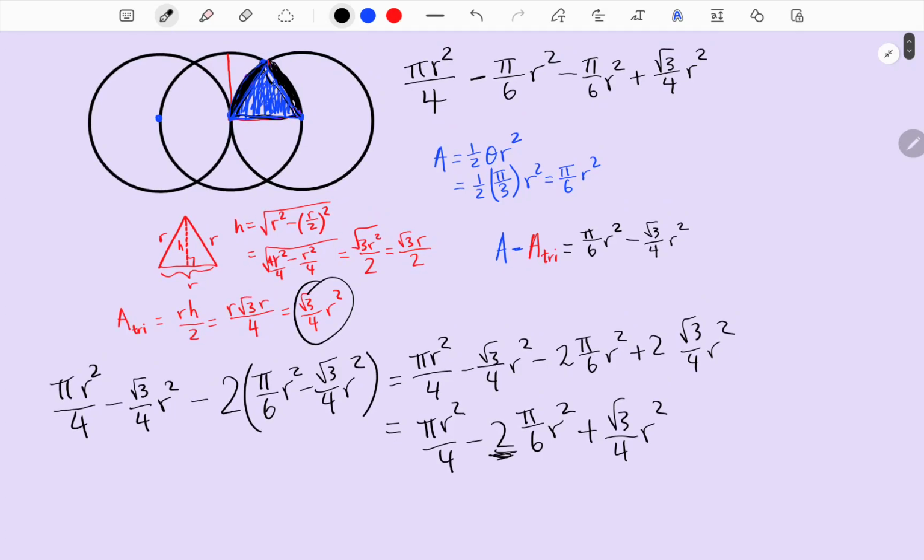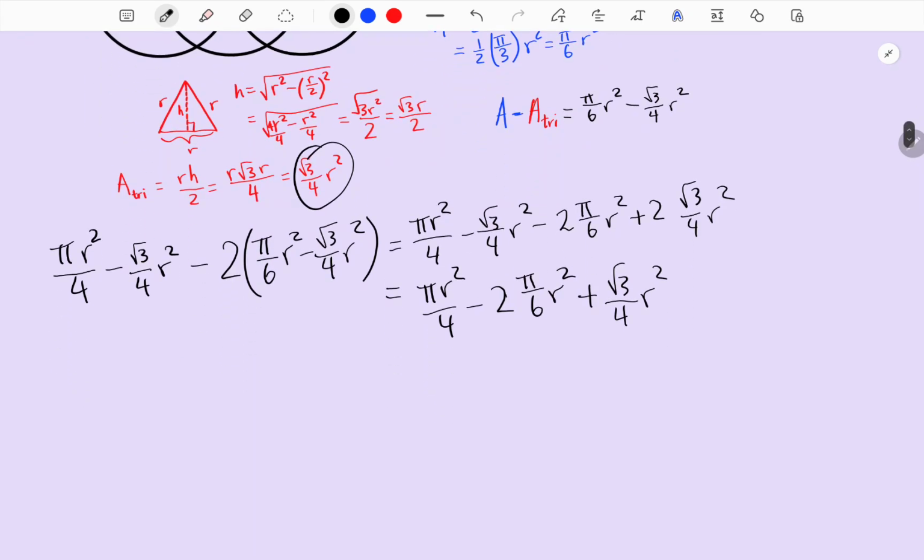And right over here, I have 2 pi over 6 r squared, which is what we see right here. We have minus, well, we lose, right? We subtract 2 of them. So we subtract 1 here, and we subtract 1 here. Ultimately, this and that, they're equal to each other. Okay, so I'll just leave it in this form, but I should probably simplify it too.